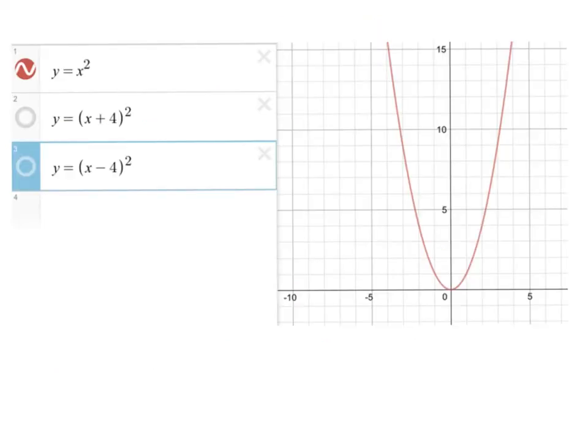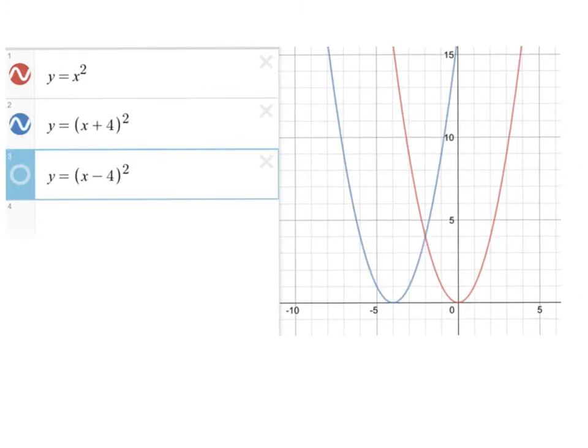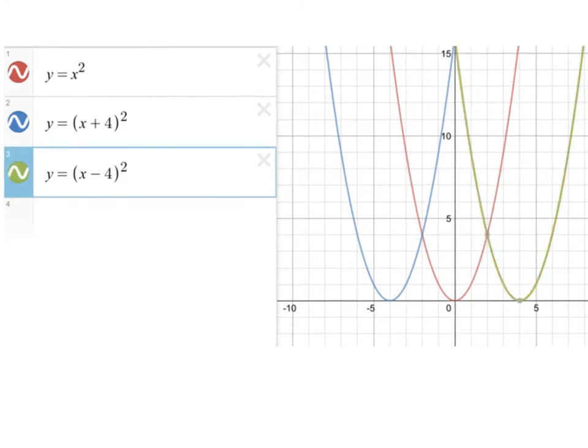Let's look at that with our same function of y equals x squared. So I want to shift my original function y equals x squared to the left 4 units. I'm going to add 4 here, and it's actually going to move 4 units to the left. And if I want to move it 4 units to the right, I subtract 4 from my original x, and it actually moves 4 units to the right.